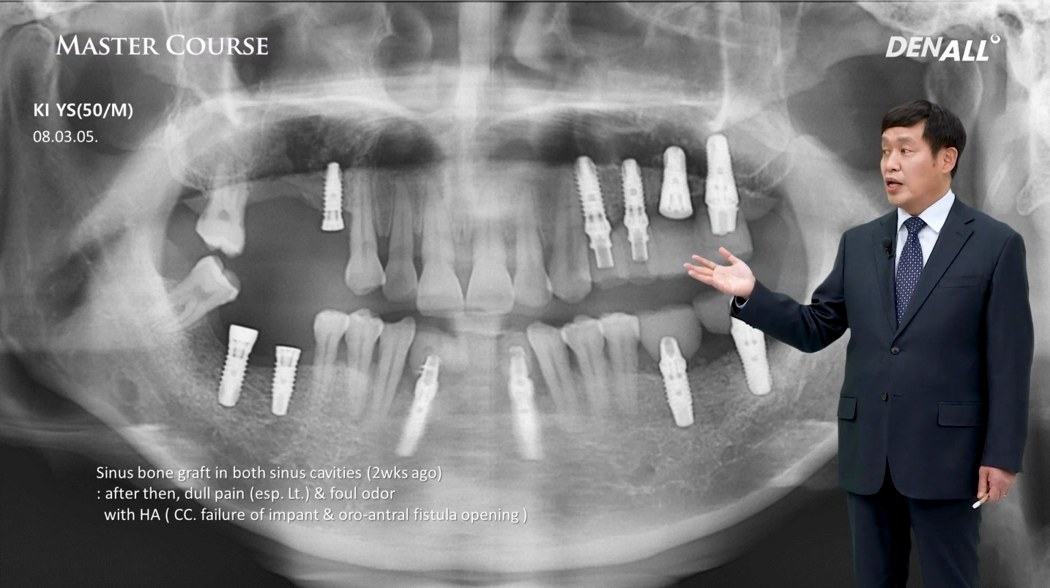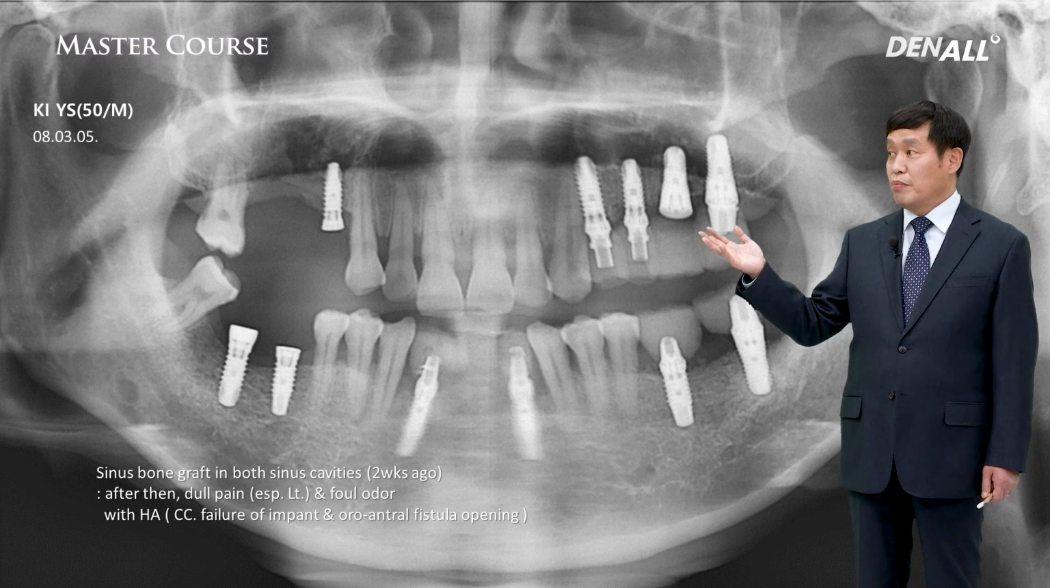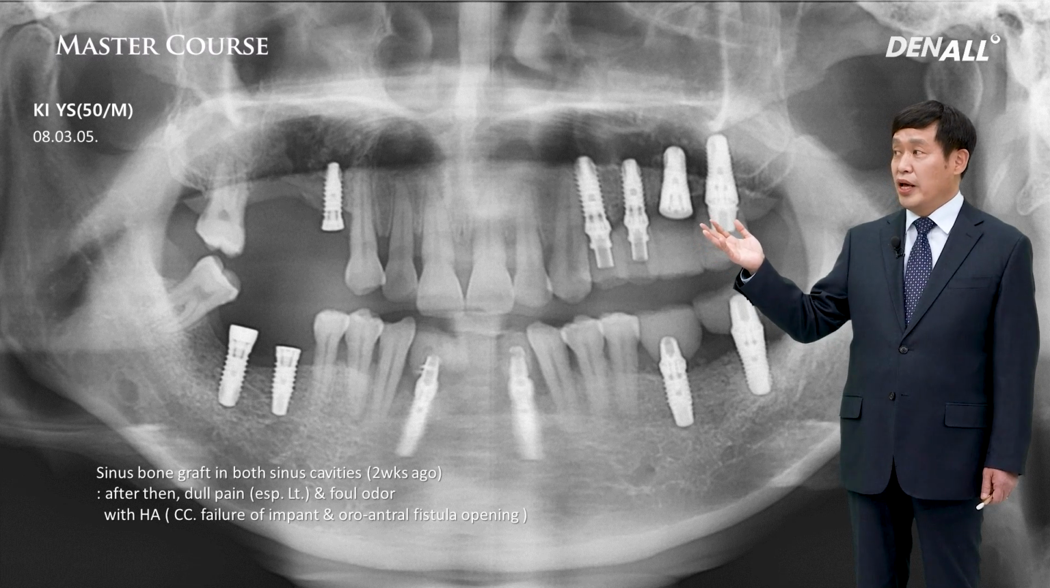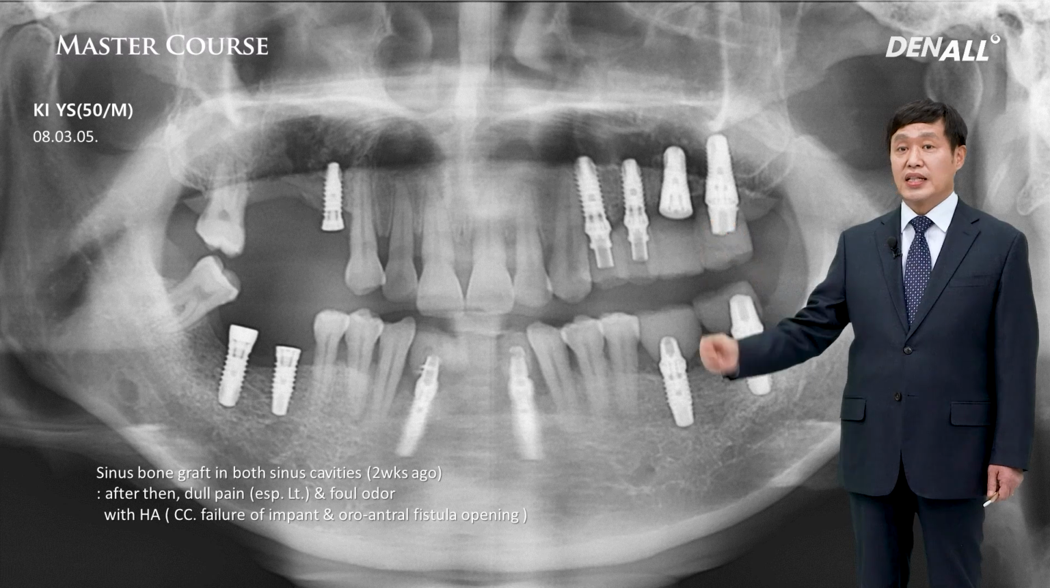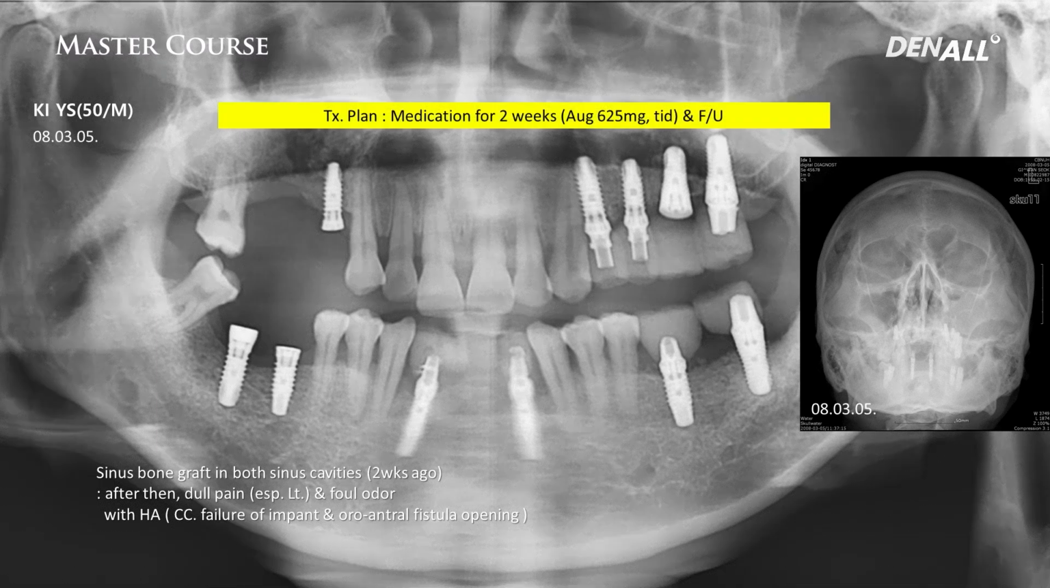However, when I looked at the patient's history, the patient also complained of dull pain and foul odor on the left side. On the panoramic image, there's increased haziness on the left sinus. The plain x-ray, Waters view, was taken. If you take a look, compared with the right sinus, on the left side there's increased haziness, but you can see slight airflow in the maxillary ostium. It's similar to the first case. I decided to prescribe medication to the patient.